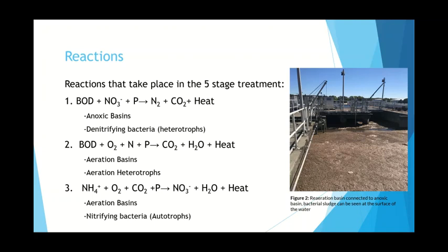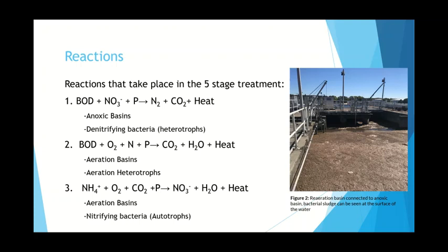The first reaction occurs only in the anoxic basin. The denitrifying bacteria take the nitrates and turn them into nitrogen gas. This reaction is anaerobic and adds stress onto the bacteria as they are preferably aerobic heterotrophs. If oxygen is present, the bacteria will follow the second equation. Both reaction 2 and reaction 3 are done in the aeration basins.